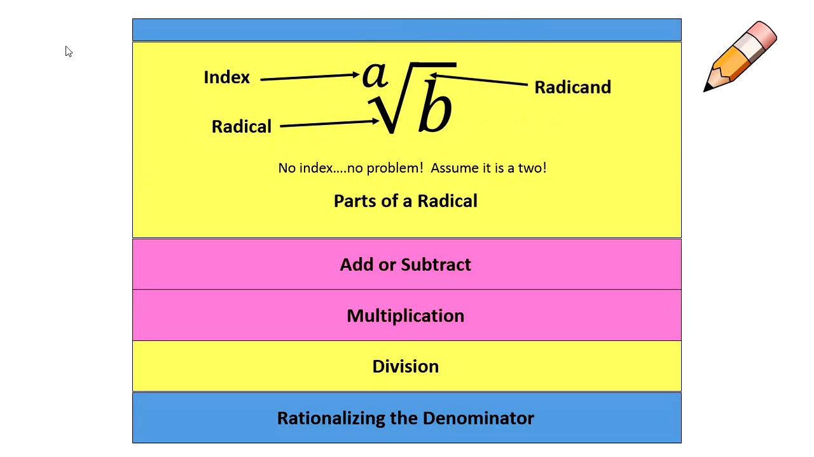And then B, we've called it before, it's called a radicand. So the number under a radical is what's known as a radicand. That's going to help you with some terminology as we continue along.